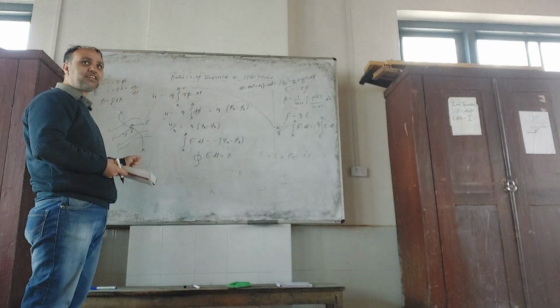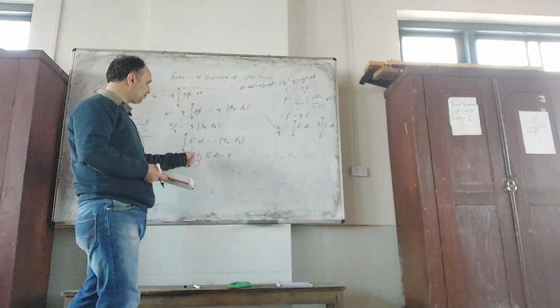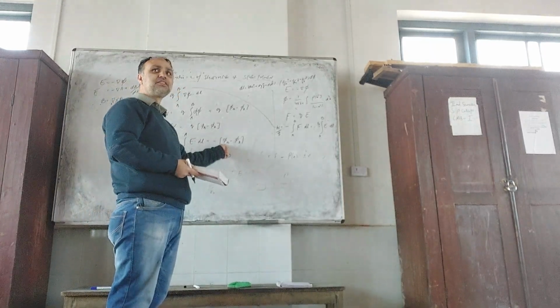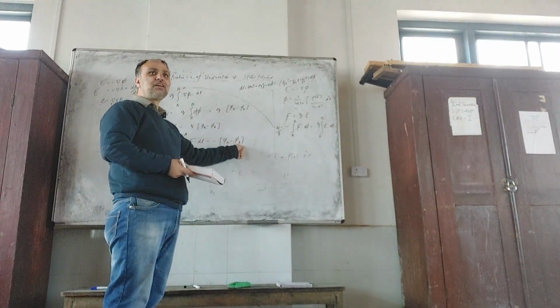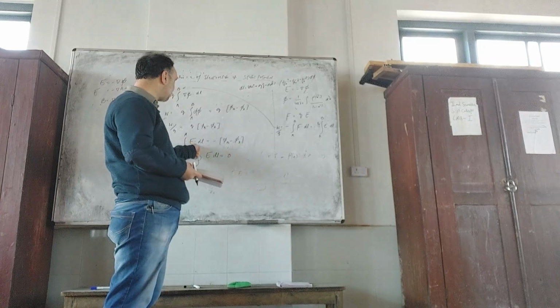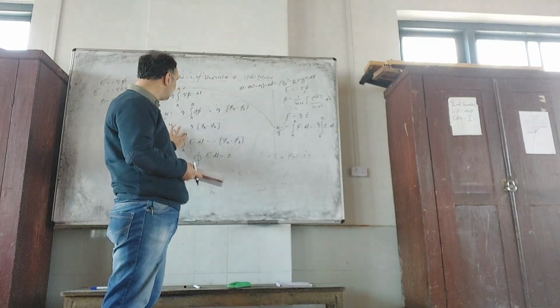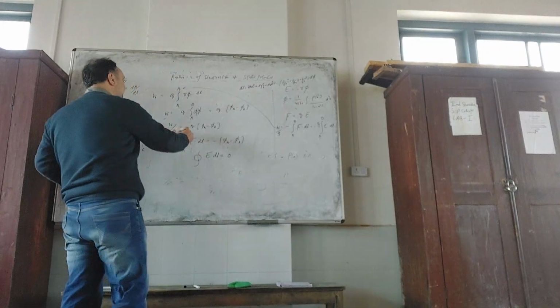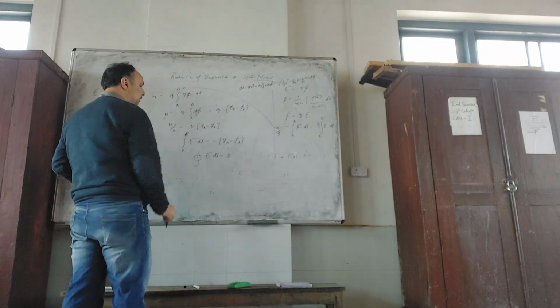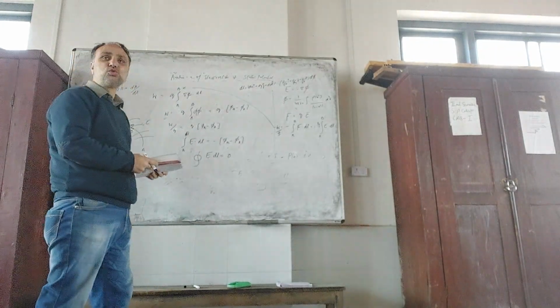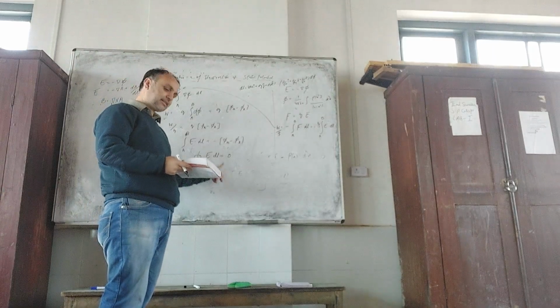Work done in an electric field is this. It's basically difference of potential. Is basically where this E dot dl between points A and B. And in case of a closed loop or closed path, it's like this.